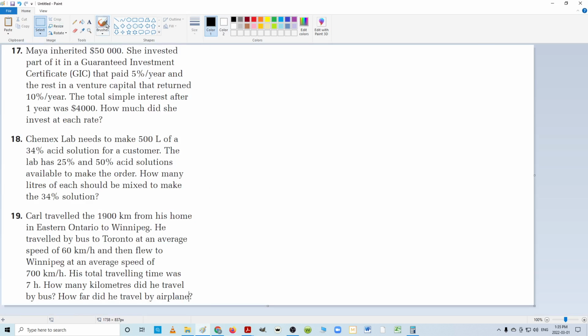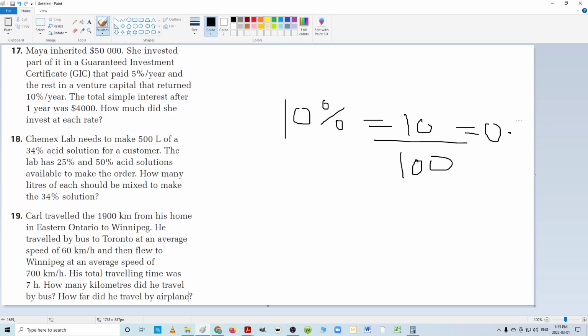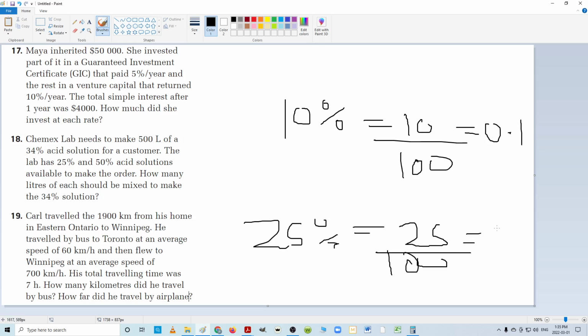Okay, so she's inherited 50,000. She invests it, and it pays 5% per year, and the rest in a venture capital. So one is a GIC, so let's just call that x, and this is called y. One gets multiplied by 5 over 100, the other gets multiplied by 10 over 100. Try to understand that 10% simply means 10 over 100, and it also means 0.1. So start learning your percentages fast. 25% simply means 25 over 100. Percent means per 100, which is also equal to 0.25.